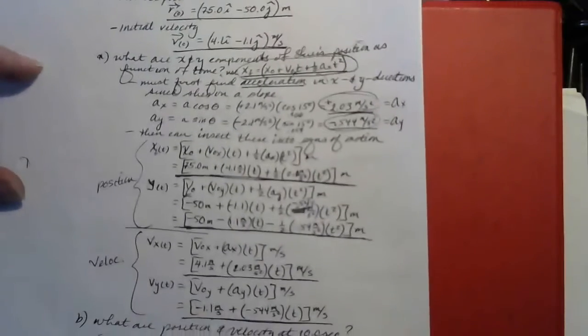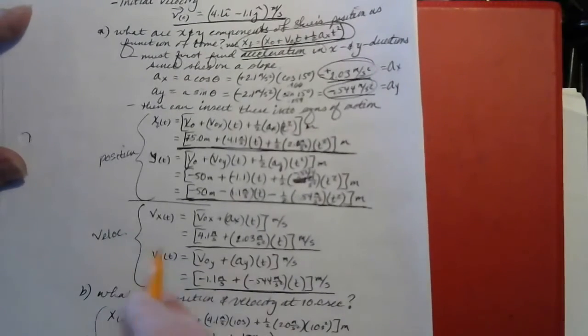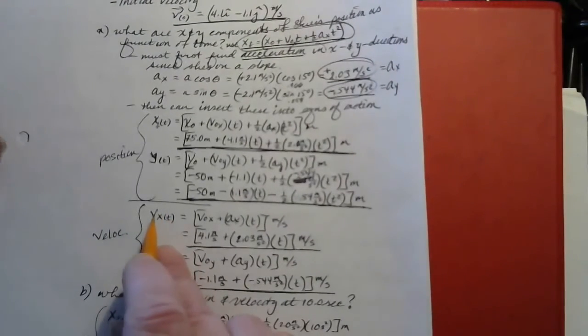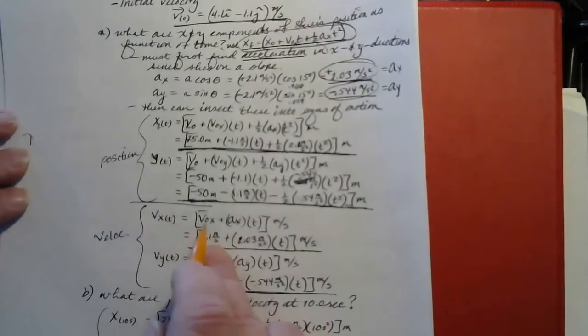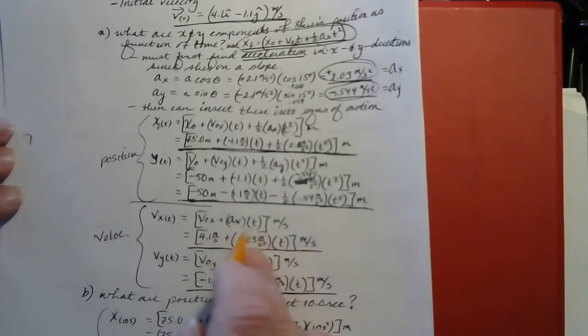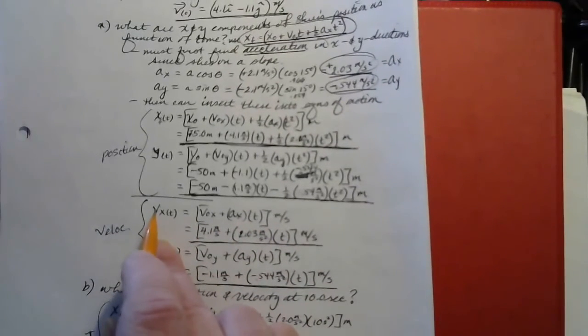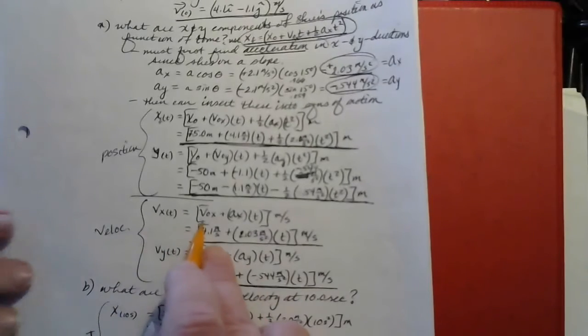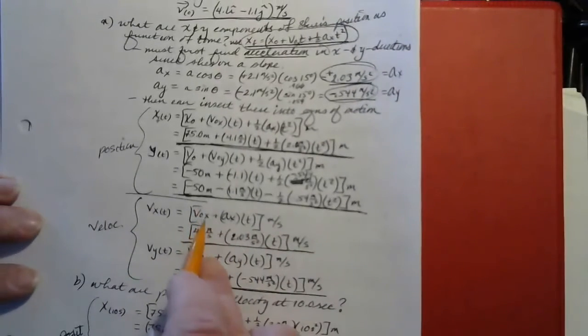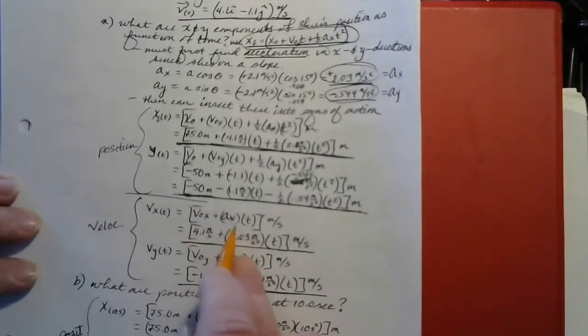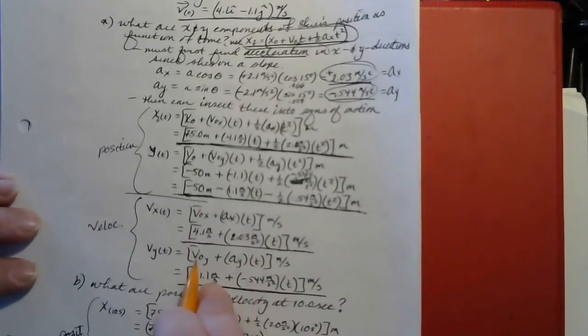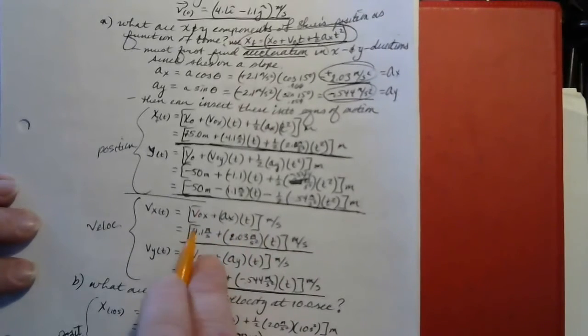For velocity, we can use the equation of final velocity, or velocity at any given time, is equal to the original velocity plus at. So for the x direction, the velocity at any given time in the x direction is equal to the original velocity in the x direction plus acceleration in the x direction times time. And some of these numbers we know, so we can put them in.